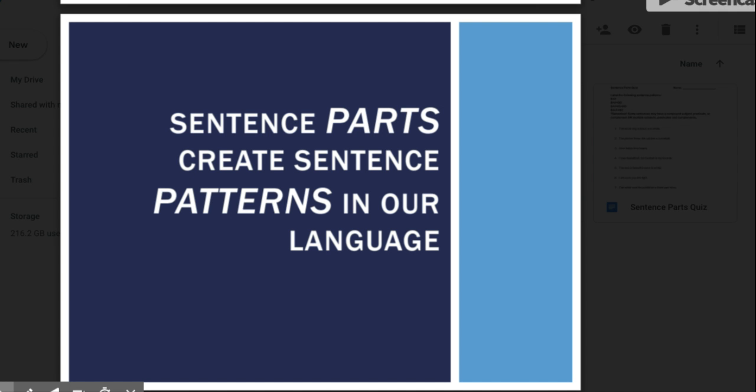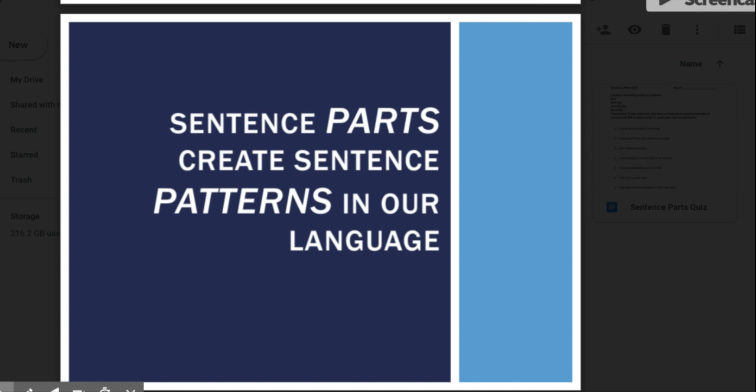Hey guys, we are going on to part two. This is going to be more on patterns. So now you're actually writing the sentences and using your subjects and verbs and direct objects and indirect objects. And you're going to create different types of sentences.